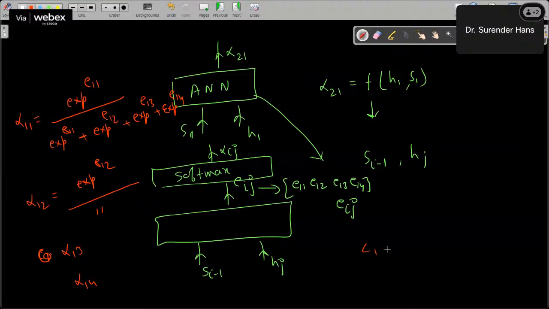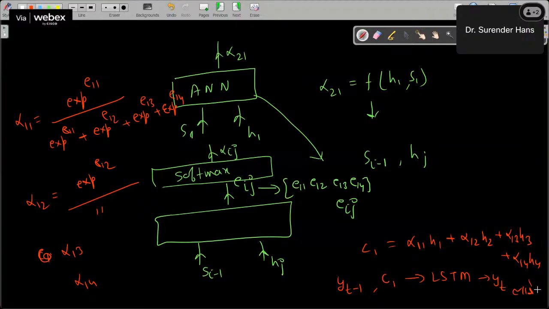So now I got this C1, because H1 we know, and C1 is alpha 11 H1 plus alpha 12 H2 plus alpha 13 H3 plus alpha 14 H4. H1, H2, H3, H4 we know already, and alpha 11, alpha 12, alpha 13 and alpha 14 we got from this side. So this y t minus 1 and this C1 go into the LSTM, which will give the y of t.